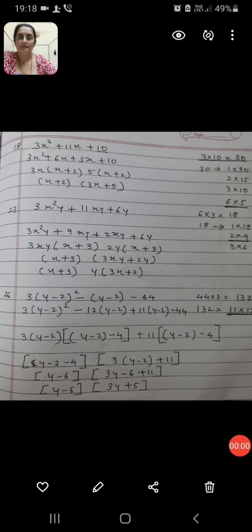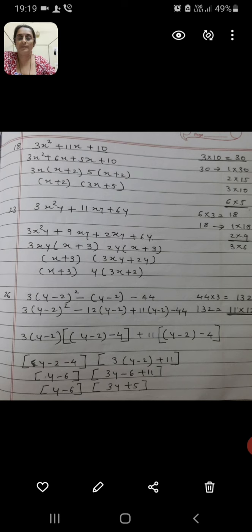Next, let us go to the 18th sum of the exercise, that is 3x square plus 11x plus 10. So 10 is a constant and 3 is the numerical coefficient of the first term. So 3 into 10 is 30. Now we have to split 30. So 30's factors are 1 into 30, 2 into 15, 3 into 10, 6 into 5.